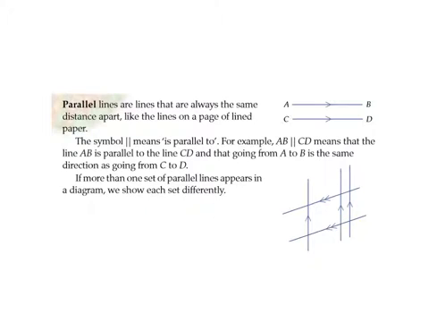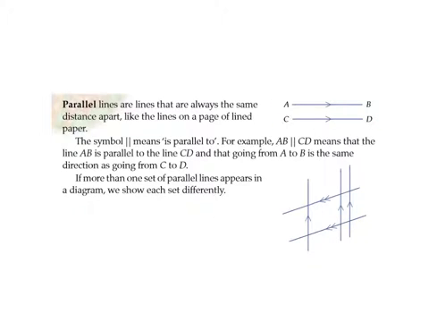Now they are parallel lines. Parallel lines are lines there and there. Can you see? They basically will never meet. They're exactly the same distance apart from each other, going in the same direction.